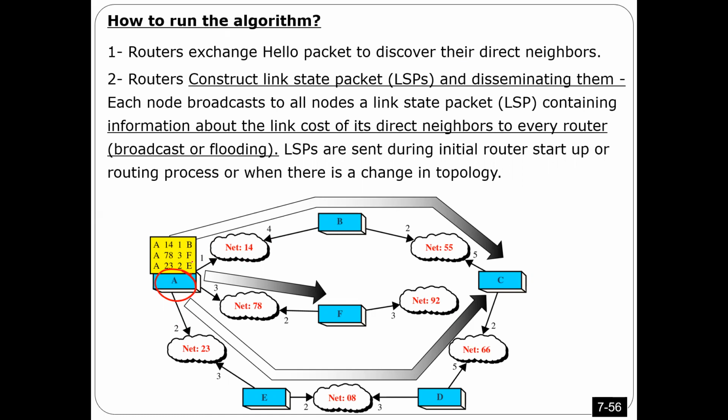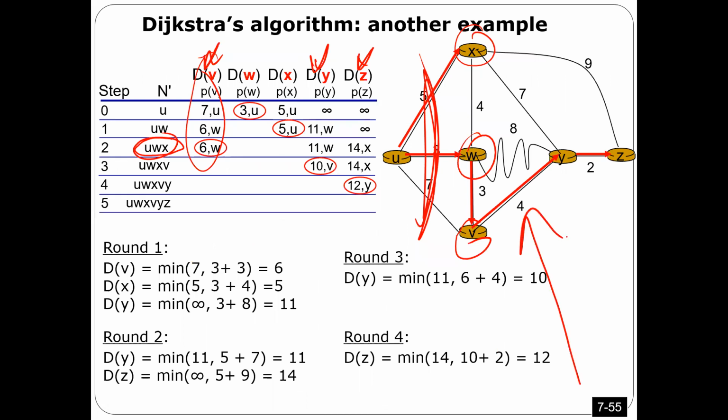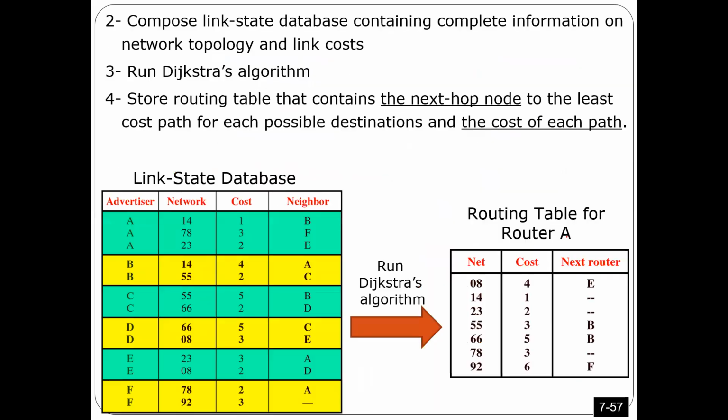I'm going to tell everybody, hello, I am node A, I have neighbor B, neighbor F, neighbor E. The cost for B is 1, the cost for F is 3, the cost of E is 2. And B is connected to network 14, F is connected to 78, E is connected to network 23. So again, every router has to collect information about the neighbors and the cost, and share this information with everybody. Once I receive all the information from all routers, I can create this graph and start running the algorithm. That's exactly what I did here.